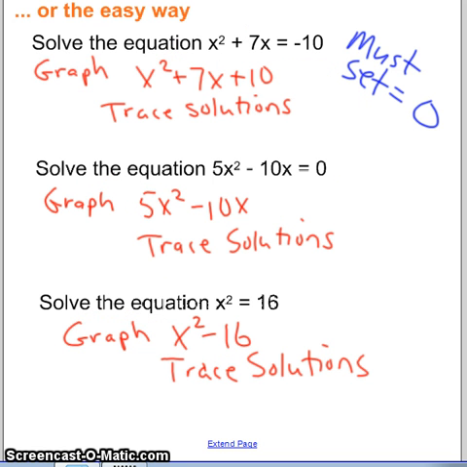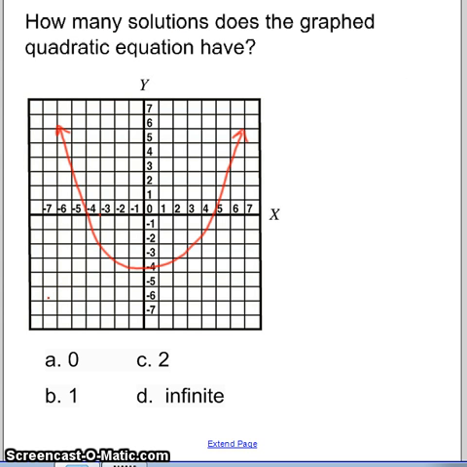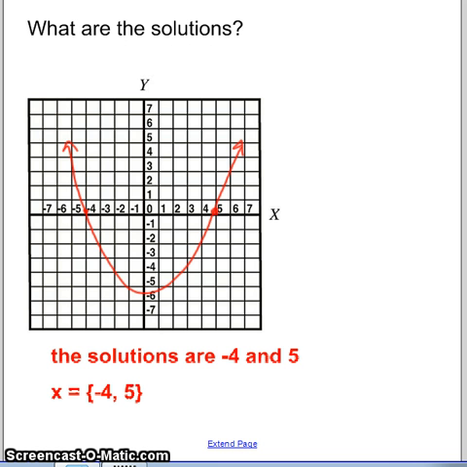You can simply graph these equations after you set them equal to 0 on your graphing calculator. And the answers will be where the curves cross the x-axis. So, if my graph ended up looking like this, how many solutions does the graphed equation have? Well, it crosses the x-axis here, and it crosses the x-axis here. So this equation has 2 solutions. If you're ever asked to find the solutions to the equation, you would just simply tell where are the 2 points that they cross the x-axis. One of the answers is negative 4. And the other answer is 5.